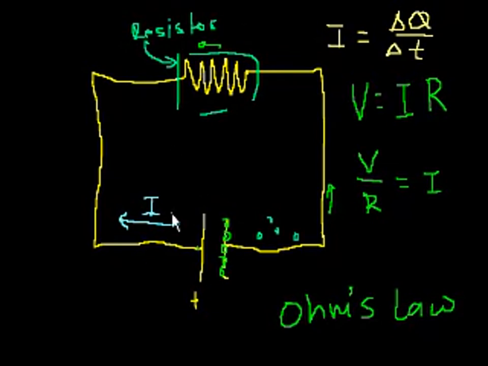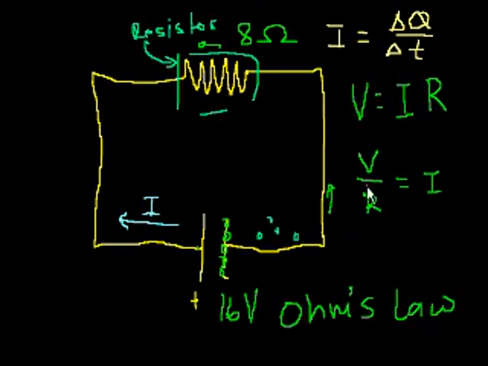So let's do a simple example. Let's say that this is a 16-volt battery. So the potential difference here is 16 volts between the positive and the negative terminal. Let's say that this resistor is 8 ohms. What is the current flowing through? And I keep doing it the opposite of the convention, but let's go back to the convention. What is the current flowing through this circuit?